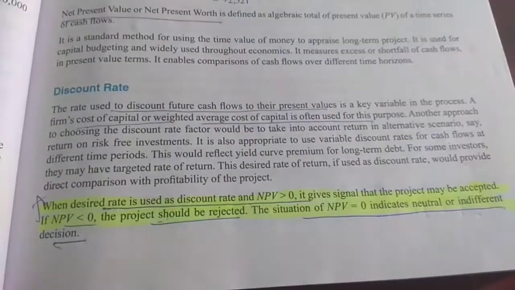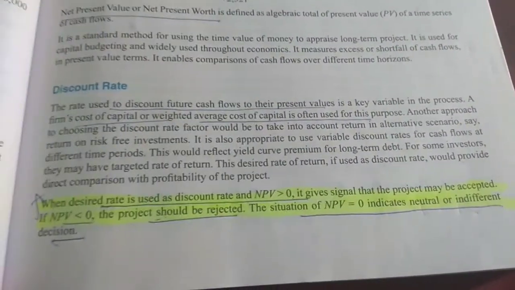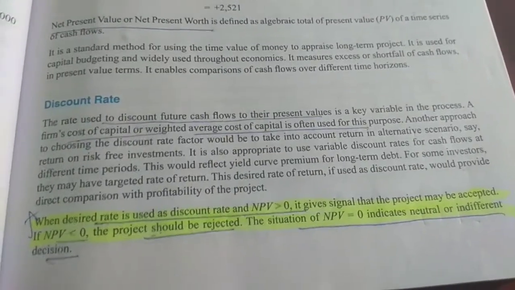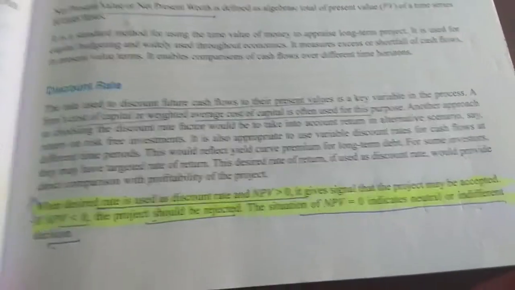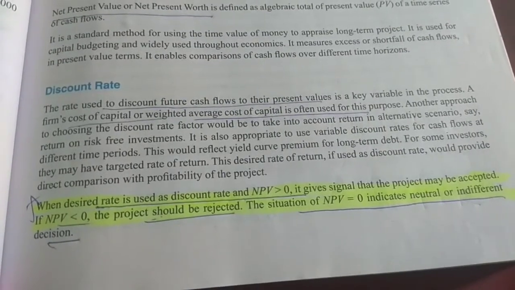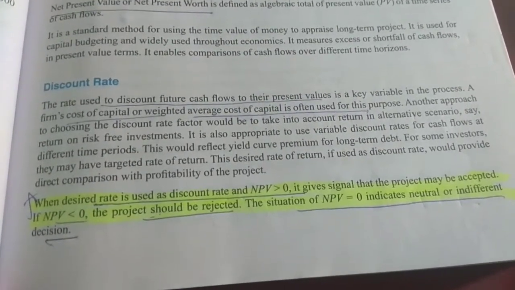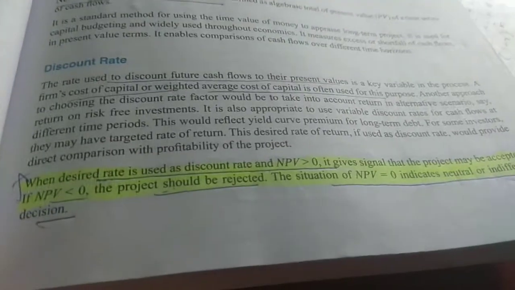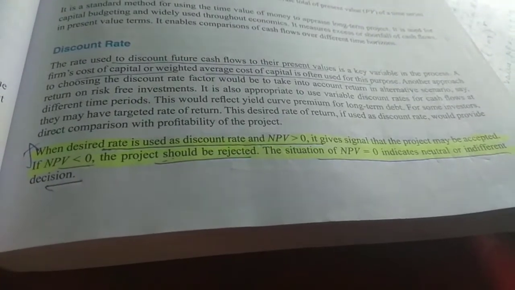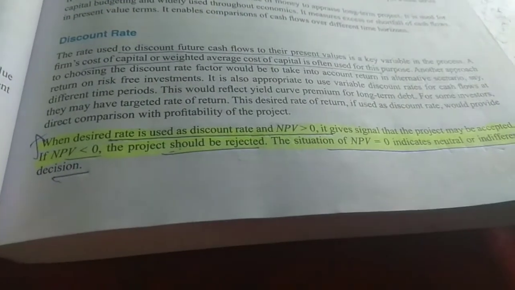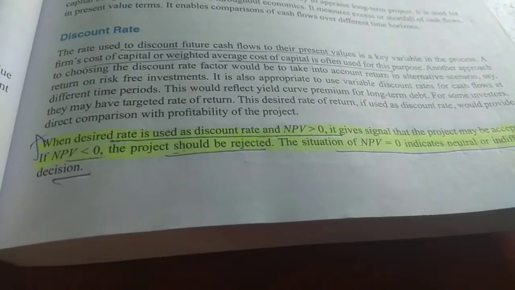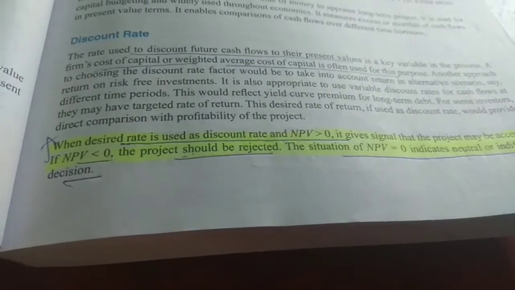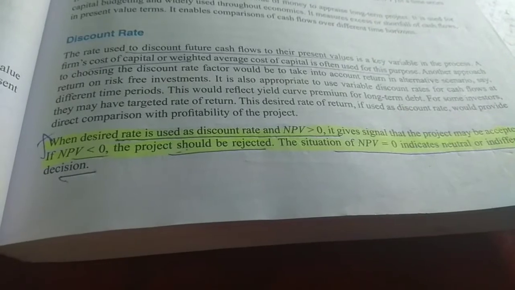When the desired rate is used as the discount rate, if NPV, net present value, is greater than 0, it gives a signal that the project may be accepted. If NPV is less than 0, the project should be rejected. The situation NPV equal to 0 indicates a neutral or indifferent decision. So if someone wants to take over some company's projects, it's a future project, so we have to decide whether to accept or not. We can just check this net present value.